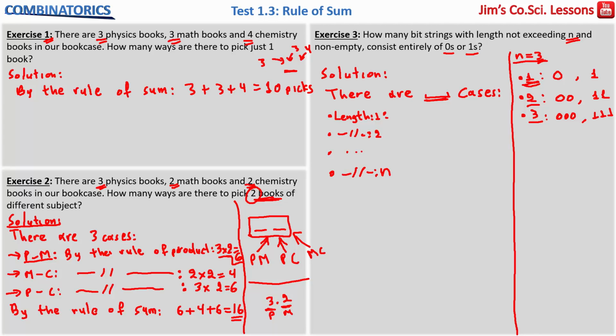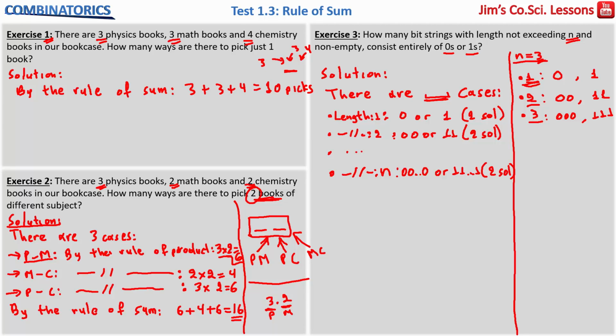And here I'm writing down my solution. Here it is 0 or 1. I'm writing down that there are two solutions. Again, here it is 00 or 11. Again, two solutions. And finally, when the length is n, there is 000 and so on, n times, or 111 and so on, n times. Again, two solutions.